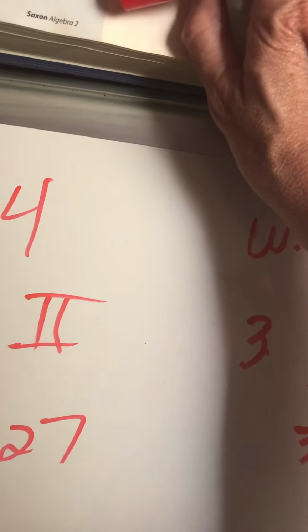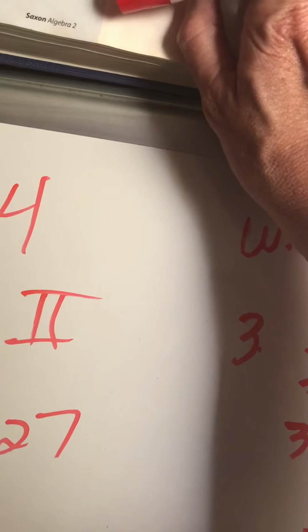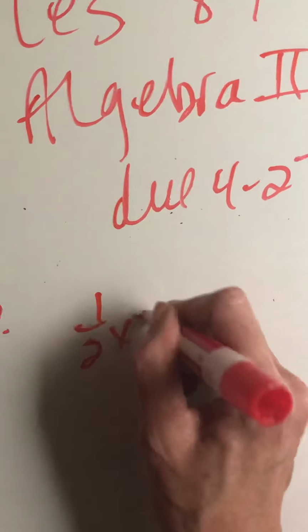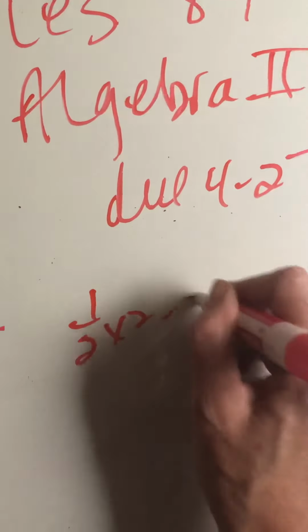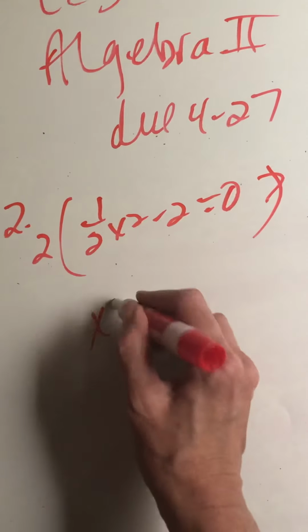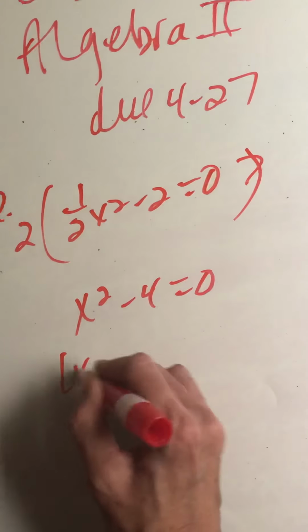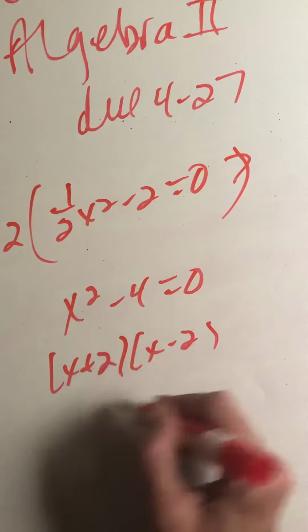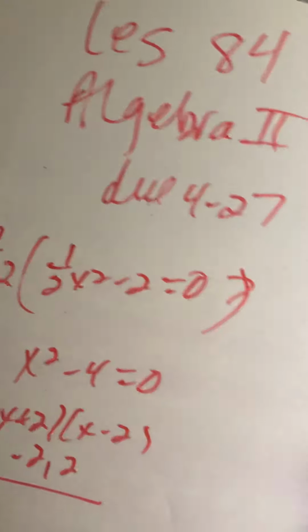Number 12. Okay, I want to show you how you can change this so that you can factor it. Number 12: 1/2 x squared minus 2 equals 0. And it says to factor by the difference of 2 squares. Well, this isn't the difference of 2 squares, but there's a fraction there that I want to get rid of. So if I multiply everything by 2, that's x squared minus 4 equals 0. Then it's x plus 2, x minus 2, negative 2, and 2. So that's why I wanted to show you 12, to show you how that can work like that. So that's number 12.